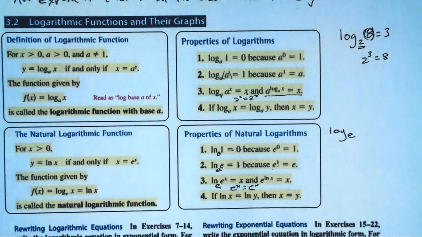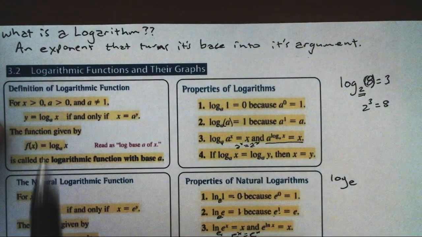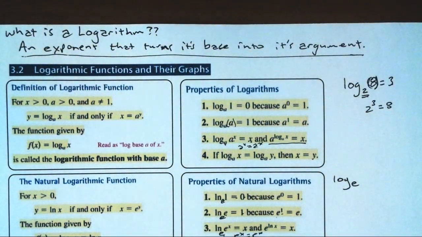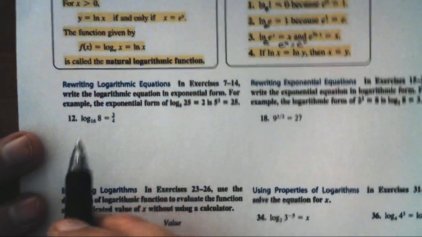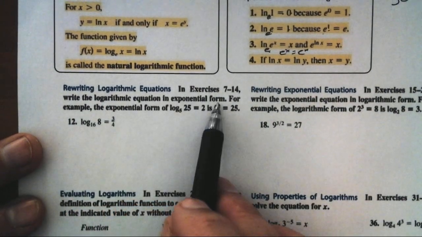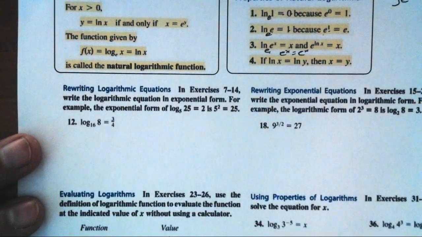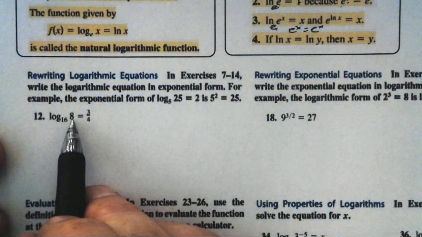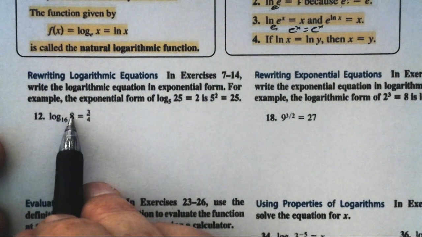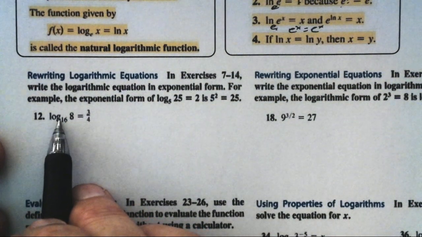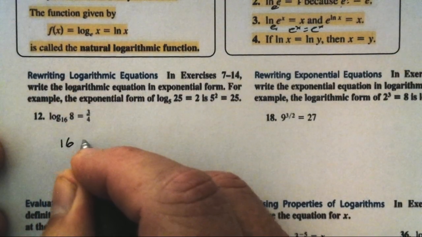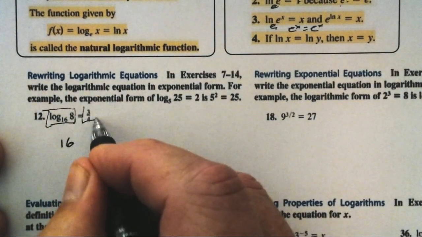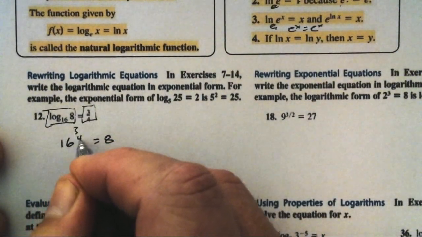Okay? So you can look at the definitions, but the definition I am looking for is exactly this: a logarithm is an exponent that turns its base into its argument. So, write the logarithmic equation in exponential form. So we want exponents. Well, log base 16 of 8 is the exponent that turns 16 into 8, and that's equal to 3/4. So 3/4 is the exponent.